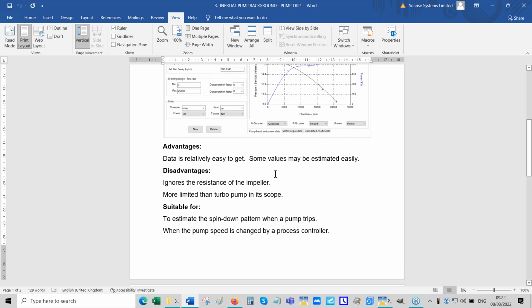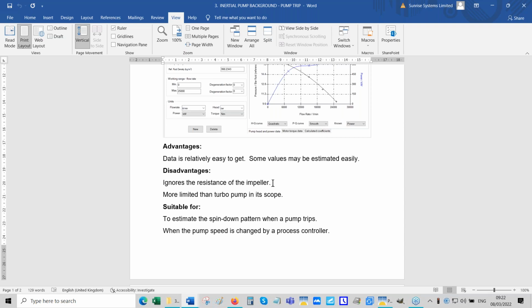What are the advantages, disadvantages, and so on? The data is relatively easy to get. Some values may be estimated easily, and we can give you some guidance on how to estimate those values, so do contact us. Disadvantages: it ignores the resistance of the impeller. So if your aim is to study the vacuum pressure that you get when a pump loses power, which is very important in certain cases, we cannot use the inertial pump.